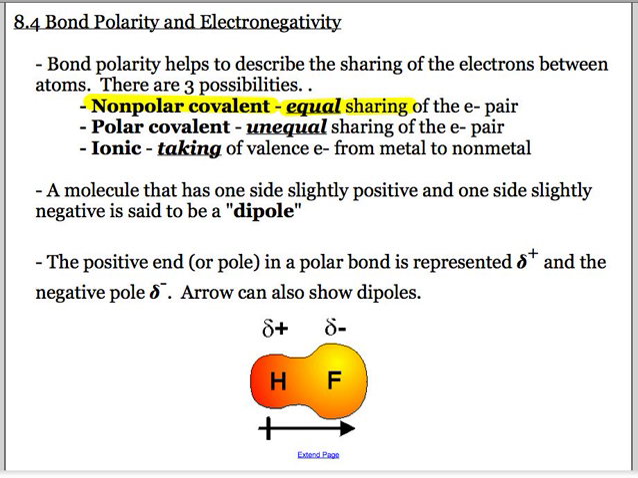We also have polar covalent, which again is covalent, so we're sharing. But now because we are polar, we are unequal. And then our last one is ionic, which is kind of like extreme unsharing, because you actually take one. So one element takes an electron or electrons from another element. When you're polar covalent or ionic, basically what you have is a side that's slightly positive, and a side that's slightly negative. And when you have that, it's called a dipole.